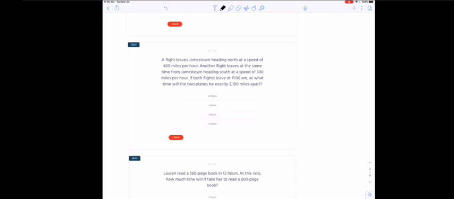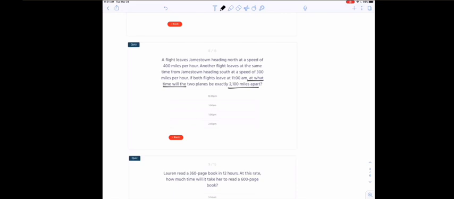Number 8 says, a flight leaves Jamestown heading north at a speed of 400 miles per hour. Another flight leaves at the same time from Jamestown, heading south, or in the opposite direction, at a speed of 300 miles per hour. If both flights leave at 11 a.m., at what time will the 2 planes be exactly 2,100 miles apart? So we're looking for a time, at what time, 2,100 miles apart. Okay, so they're both traveling.